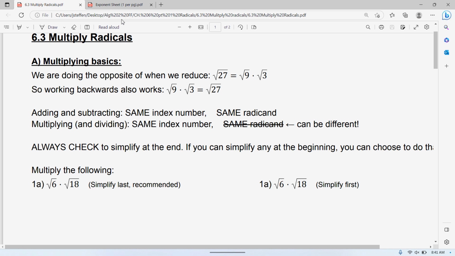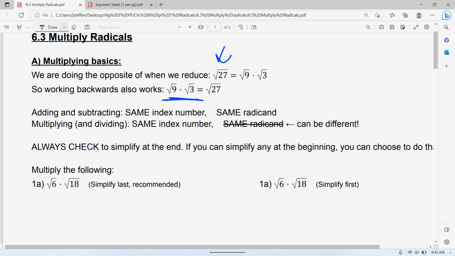So, basically with multiplication, we've done this because when we reduce a radical, we take something like the square root of 27 and we break that into the square root of 9 times the square root of 3. So any radical we can make into a multiplication problem. So if you think about it logically, we can also work backwards. If we have two radicals that we're multiplying together, we can just multiply them. So square root of 9 times square root of 3 is just the square root of 27. We just took 3 times 9, 27.